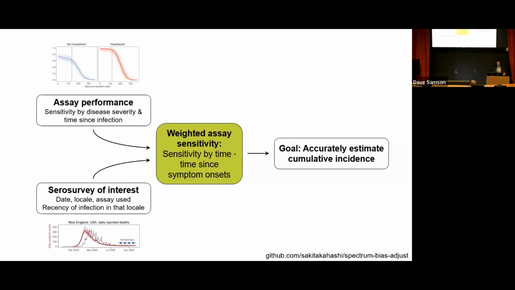And so we can put that together and essentially come up with a single weighted assay sensitivity. What this method does is create an adjusted, or weighted, assay sensitivity that incorporates both how recently people in the population were infected, as well as the sensitivity, and then come up with a new sensitivity that you can use to adjust your serosurvey estimates.